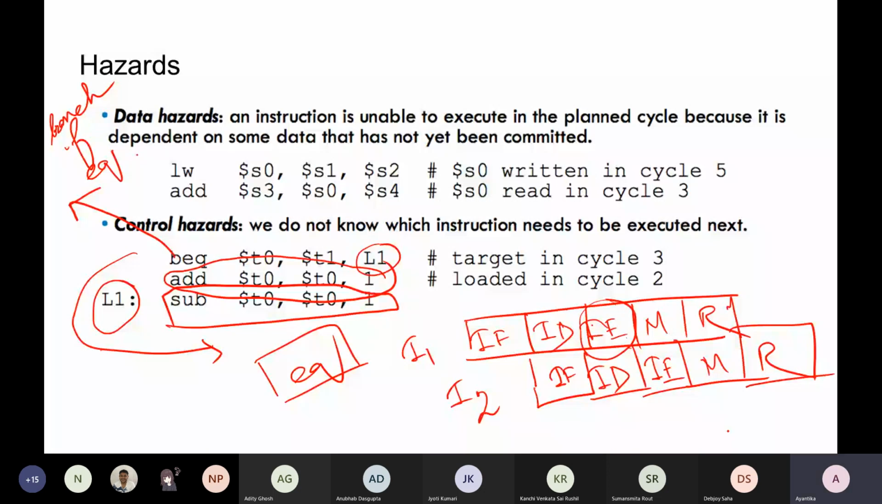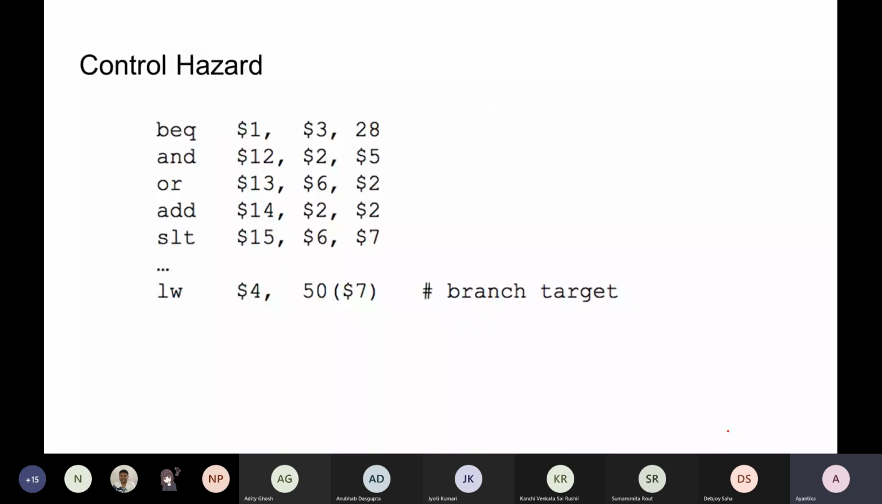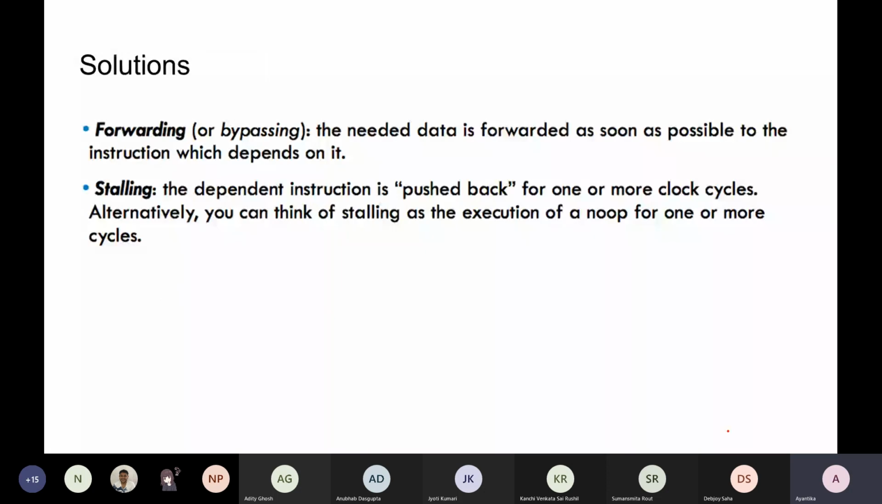Now, frankly speaking, this data hazard, you can take this example also, you can write it by hand, and you can check how this control hazard is also happening here. And there are some typical solutions. One is forwarding or bypassing. One is stalling. Stalling means maybe you are giving some extra delay. You are stalling your instruction for a bit.